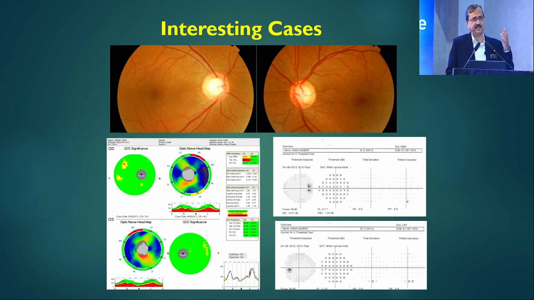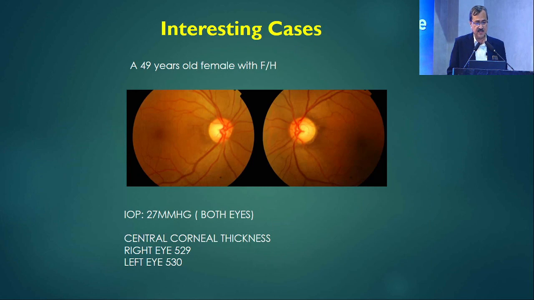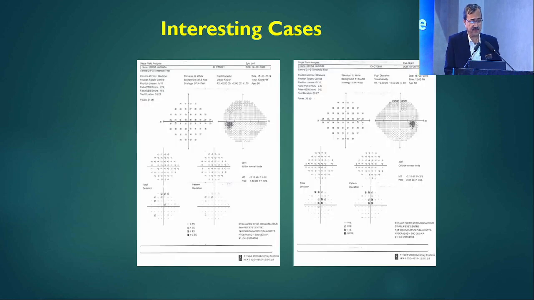If the patient is easily accessible, if the patient is having a regular follow-up with you, probably you can observe, otherwise treat such patients. Now, if you see this, a 49-year-old female with family history of glaucoma, typical, the mother had advanced glaucoma with 27 millimeter pressure. I would like to personally reduce the pressure by about 20-30% and be happy with the normal visual fields.